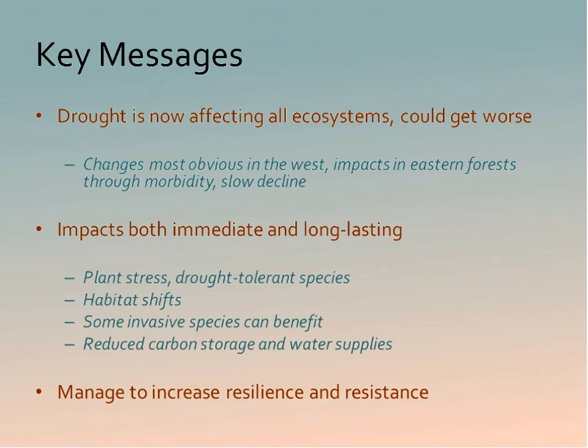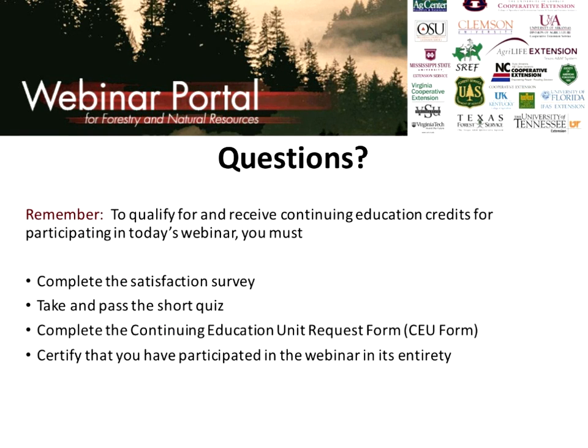The reduced carbon storage, which is trees, and reduced water supplies, in the context of changing drought, can be a grave concern as well coming into the future. And overall, for the discussion on how do we manage this, it's to increase the resilience and the resistance to drought, leaning very heavily on the resilience given the large acreages involved. And with that, I think we get to move to questions.